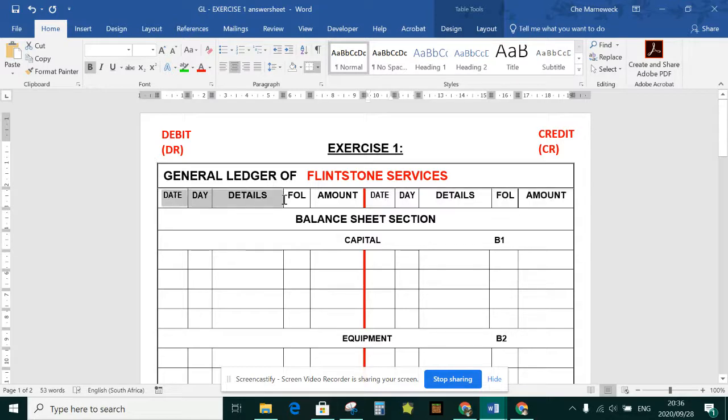So debit means we will record the information on this side of the line. You'll notice I filled it in red. And credit means we'll record on this side of the line. And that's all we mean by debit or credit: what side of the page are we going to fill our information in on?